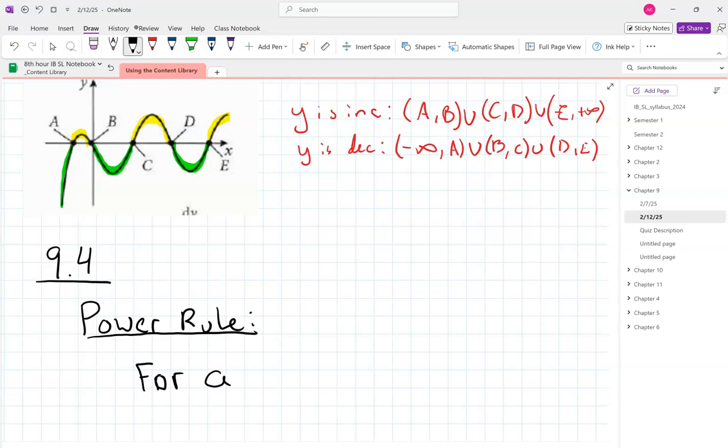So for functions, well, let's say f of x equals ax to the n, so like a power function, the derivative is going to be a n times x to the n minus 1. So you just multiply the leading coefficient by the exponent and subtract 1 from the exponent.